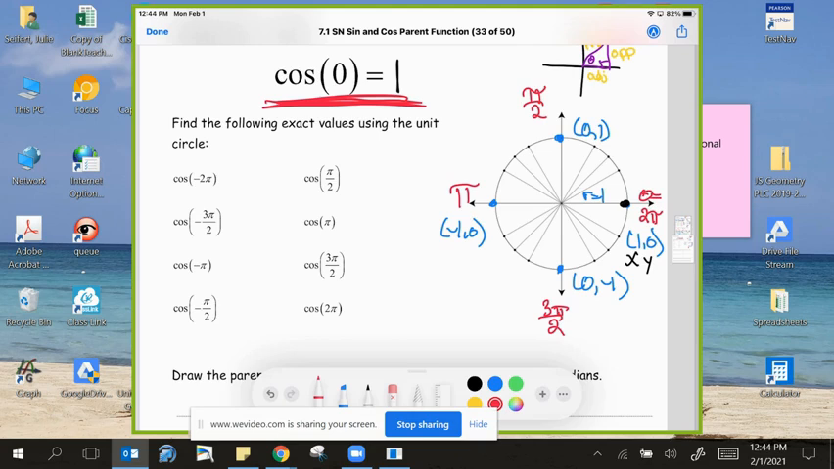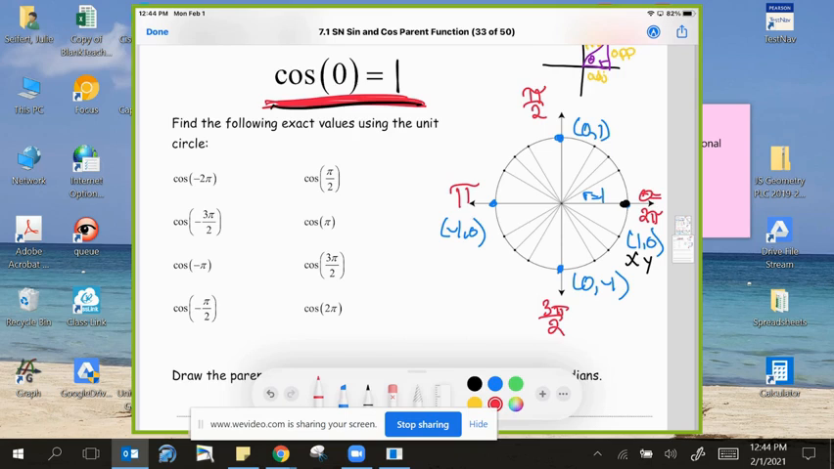Cosine of 0 is... 1. What is sine of 0? 0. So cosine of 0 is 1, and sine of 0 is 0.